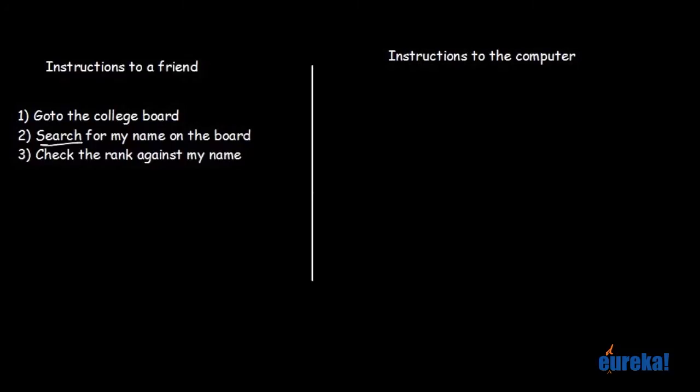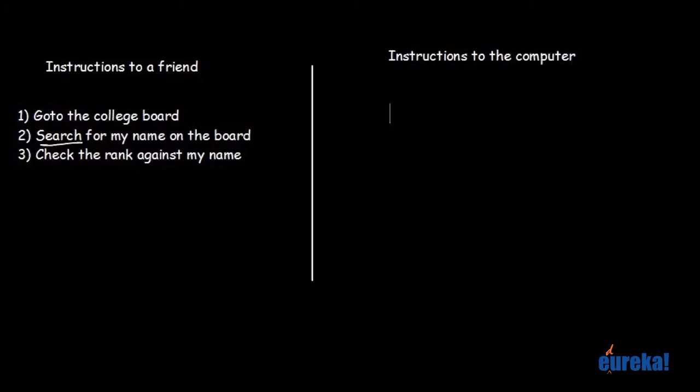What are you going to tell him? How do you explain to him? If you just tell him go search for my name, what does he do? He doesn't know. He may just randomly stare at the board and come back. So the second step needs to be broken down into a smaller set of steps to explain what we mean, or how to actually search for the name on the board. So now let's see how we write the instructions to the computer.